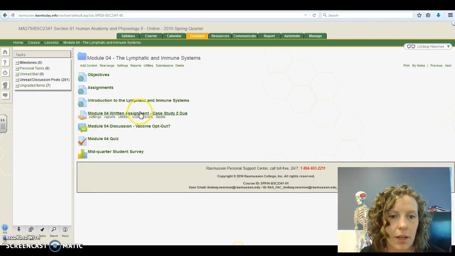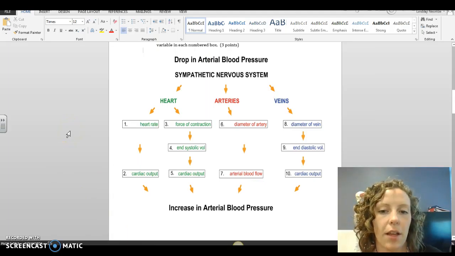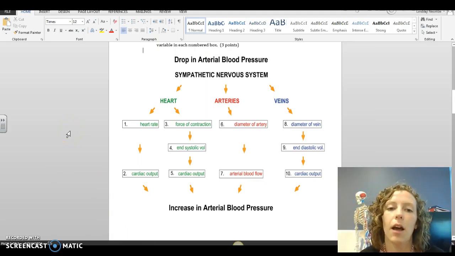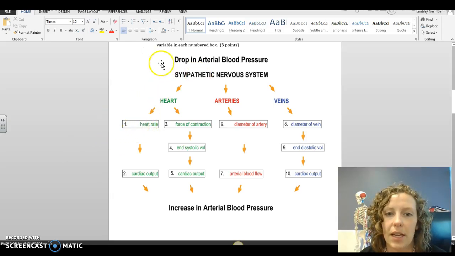Alright, let's take a look at your written assignment this week. Here it is. This is probably the most confusing part of this assignment. I know some of you have turned this in already, and good on you. Way to get ahead. If you haven't already looked at this, or if you're having questions about this section, I wanted to run through that with you now. What you're looking at is a drop in arterial pressure at the top.